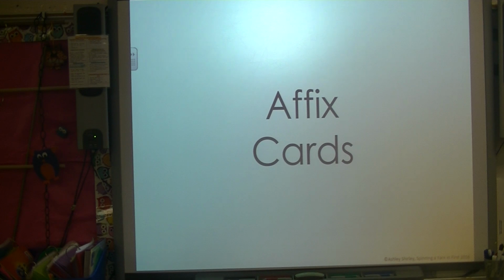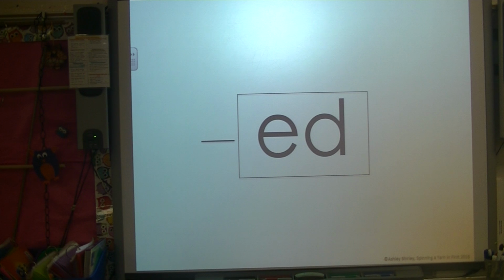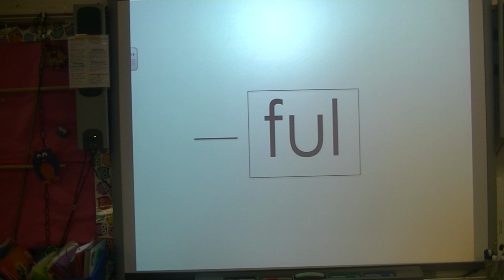Affix cards. All right, so far we're focusing on suffixes added to the end of a word. They change the root word. Suffix ED means it's already happened. Yesterday we walked to the pond. Walked. Already happened. Suffix full means full of. I am careful when I walk near water. Careful, full of care.